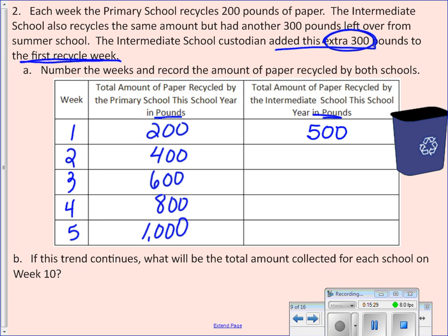So how much was week 2? 1,000? No, how much? 400? So each week they collected another 200 pounds. Right.